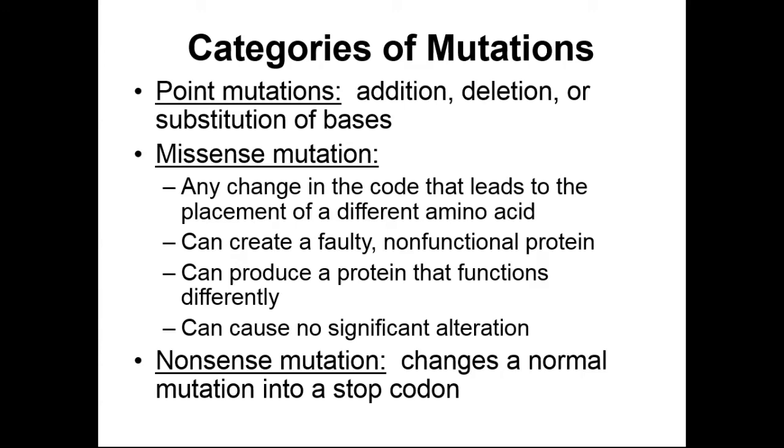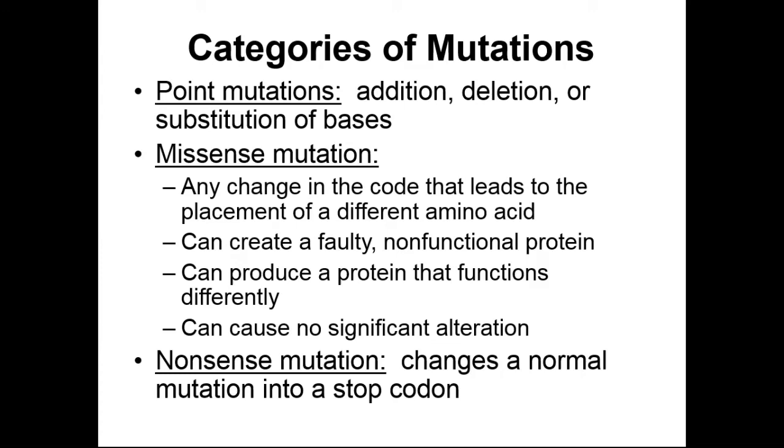And actually, this is a typo here. A missense mutation changes a normal codon into a stop codon. A missense mutation is going to be any other change to the genetic code that leads to a different amino acid. So missense mutations introduce different amino acids into the protein that's being transcribed and translated by that gene.